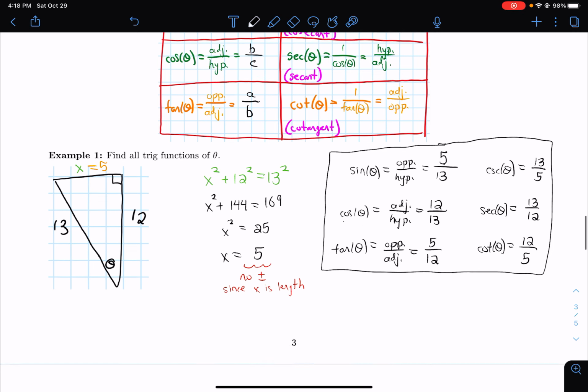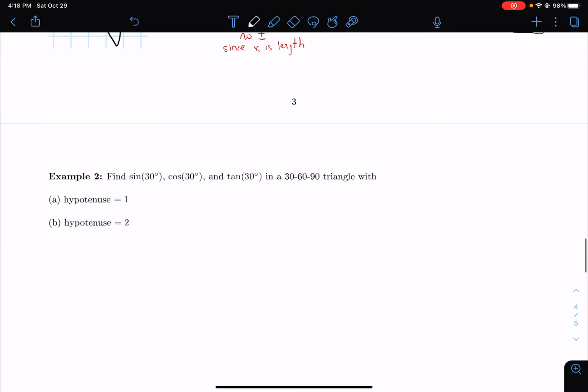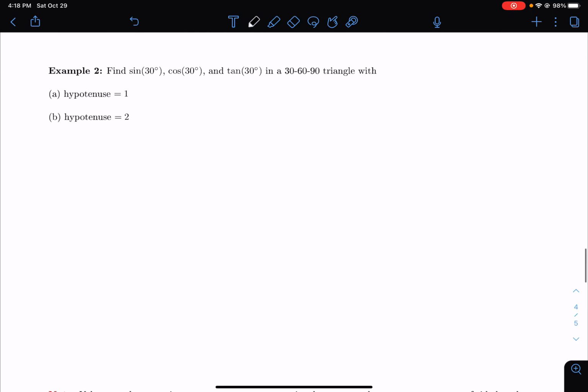Okay, let's look at some more examples. So let's flip that page. And the next example says, well, let's find sine of 30 degrees, cosine of 30 degrees, and tangent of 30 degrees in a 30, 60, 90 triangle. And I want to do this in two 30, 60, 90 triangles. The first where the hypotenuse equals 1, and the second where the hypotenuse equals 2.